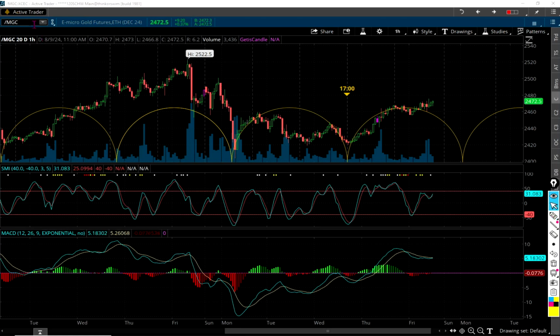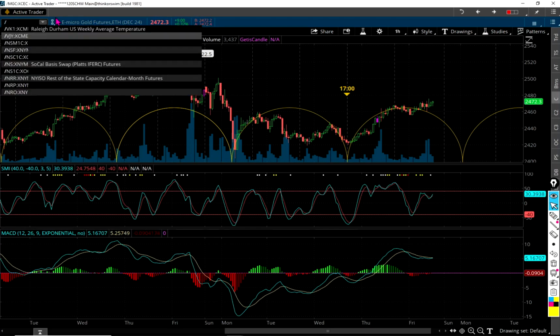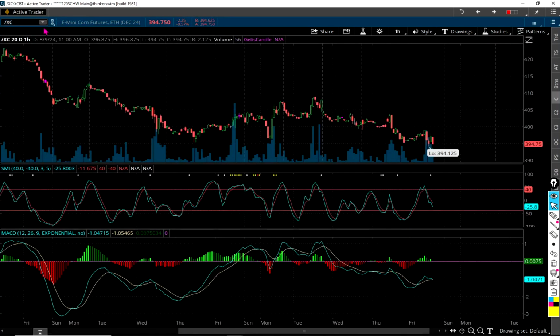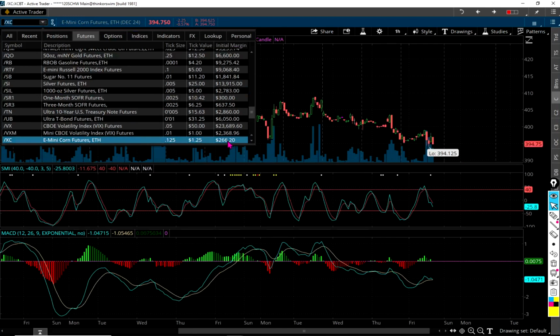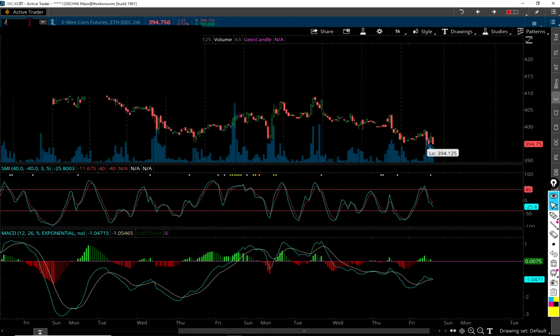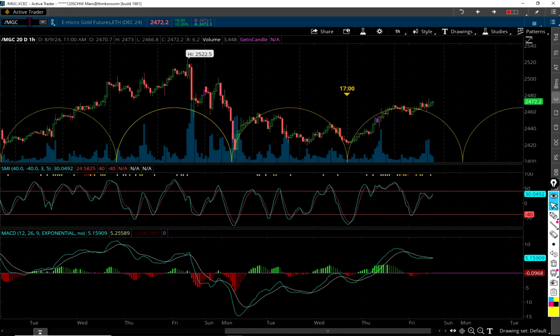There are some other products that are even cheaper. If you go to corn, XC, E-mini corn, look at corn, $266. So if you want to trade some commodities and you're looking to do it on the cheap, some of the E-mini grains are super cheap. Corn, wheat, they're all super cheap. But today we're going to focus on gold. So micro gold futures. We're going to talk about how I would make money trading this product, and I have made money trading this product many times before.